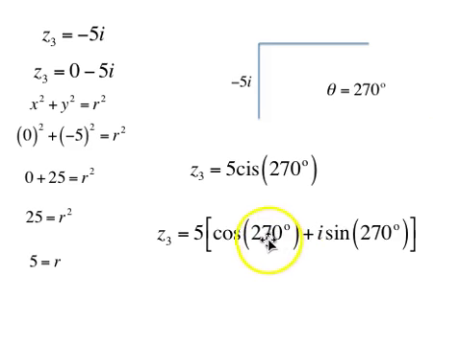And you'll notice the cos of 270 is 0. Sine of 270 is -1, so you'd get 5 times -1 times i, -5i. It matches.